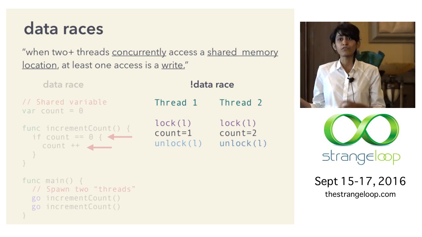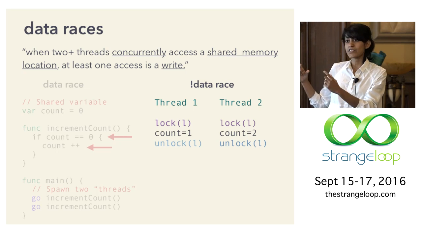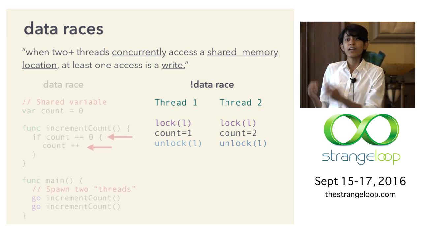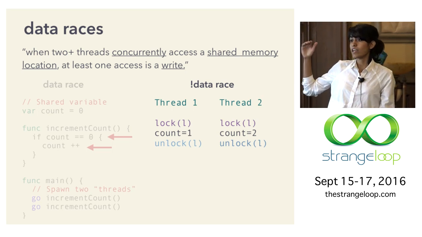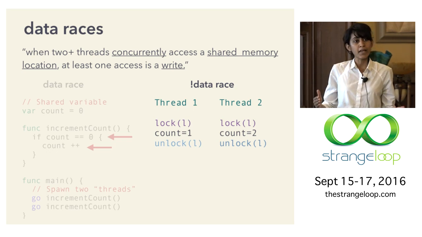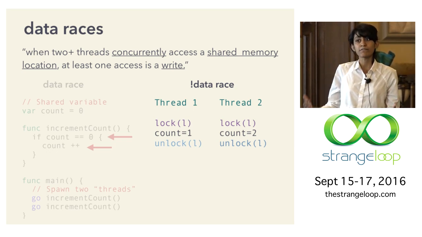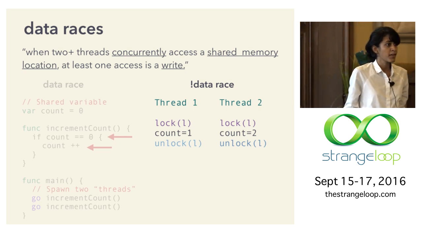Here's an example of not a data race, right? Because of the lock, the accesses to the count variable are synchronized. They will never be concurrent. However, this is a race condition because if your program depends on the value of count, we don't know deterministically ahead of time whether the final value of count is 1 or 2. So this is a race condition.